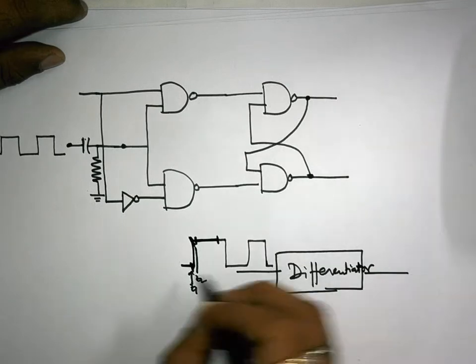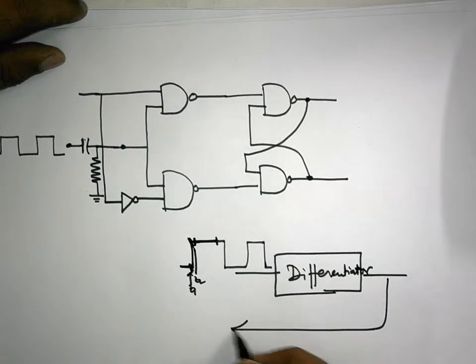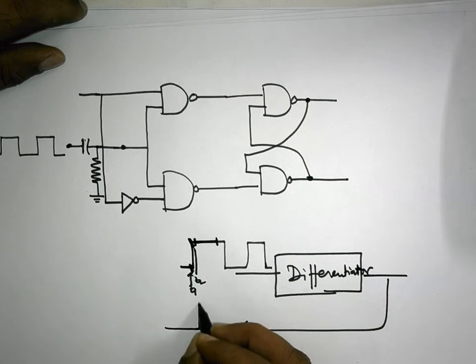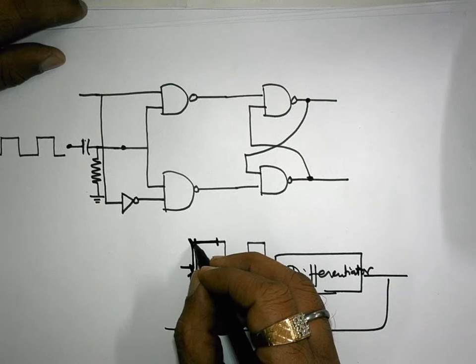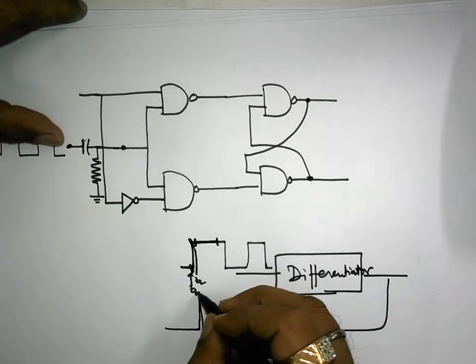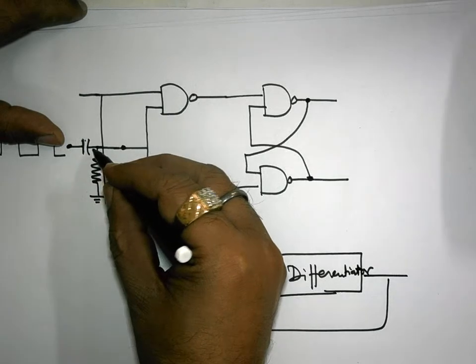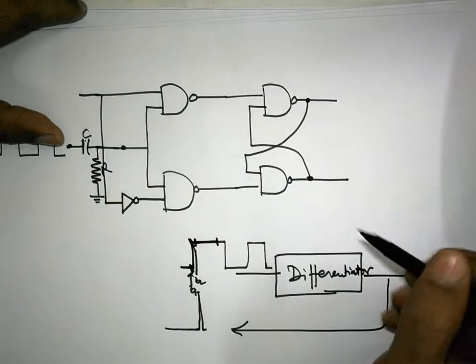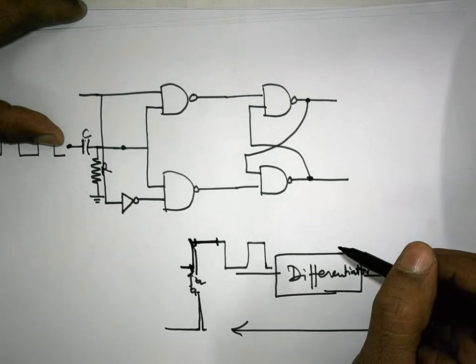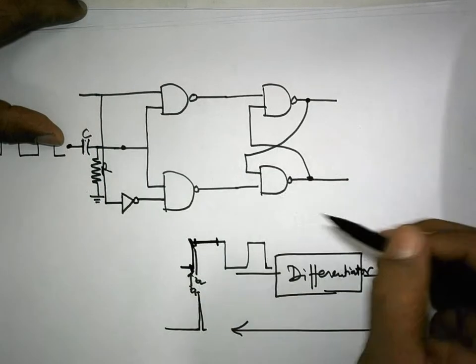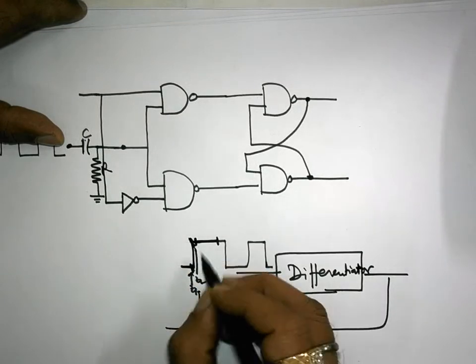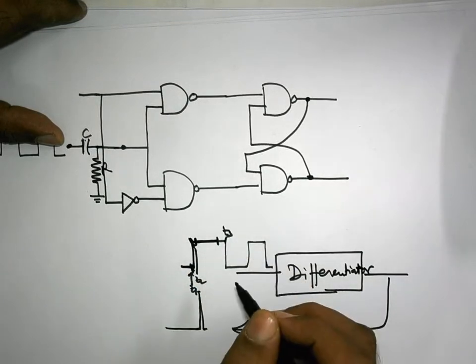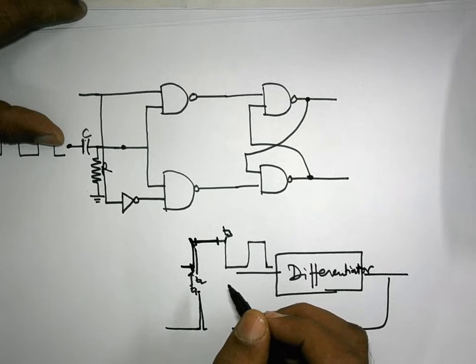This means the differentiator output, what I am drawing over here, will be like this during this instant. And this spike occurs because of the low time constant of this RC circuit. The capacitor takes less time to charge and it discharges through this resistor as well. After this spike, from time T2 to T3, the input has a constant value.